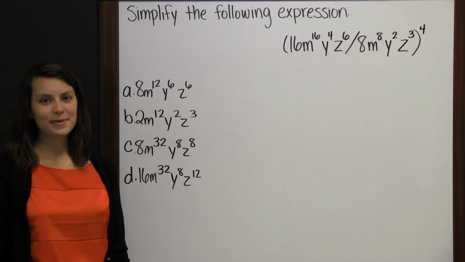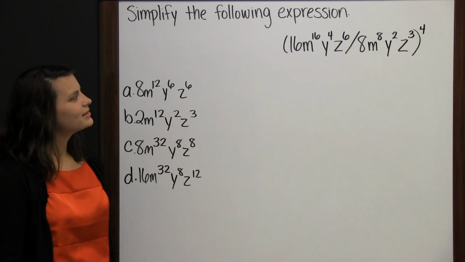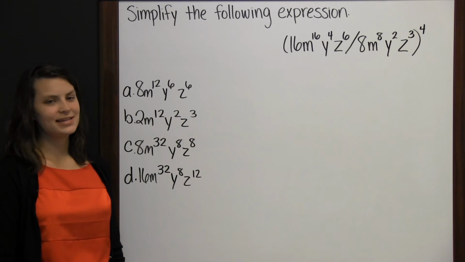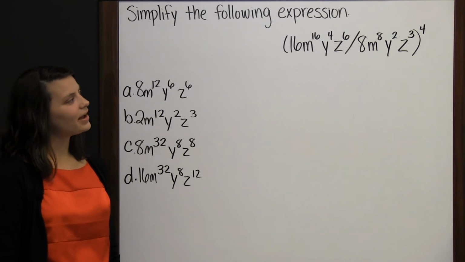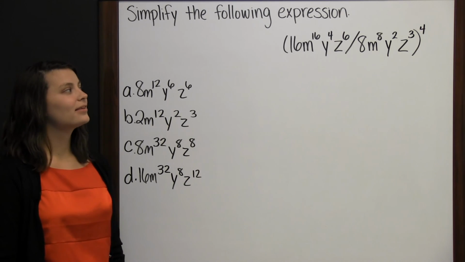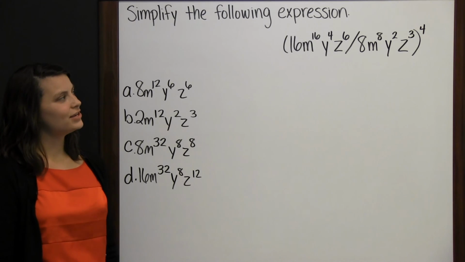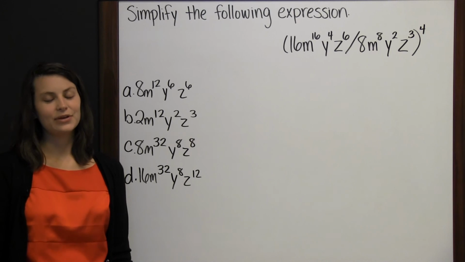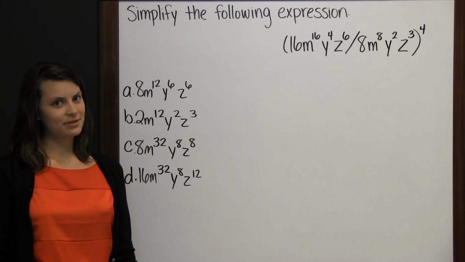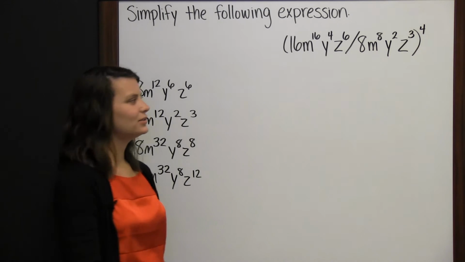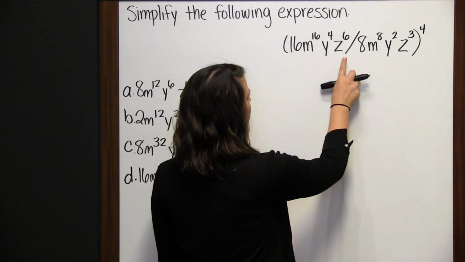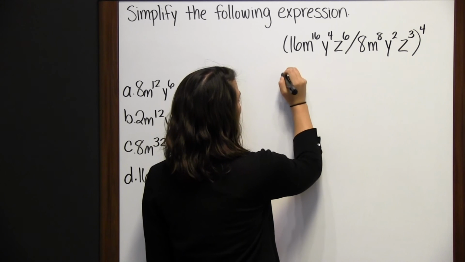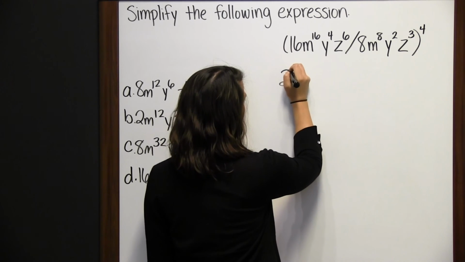Simplify the following expression: 16m to the 16th, y to the 4th, z to the 6th, divided by 8m to the 8th, y squared, z cubed, all raised to the 4th power. First, we want to simplify before we raise to the 4th power. So we're going to start with dividing 16 by 8, which is 2.